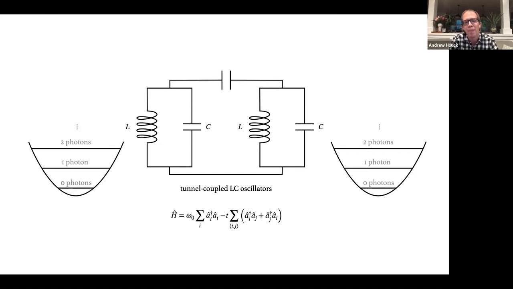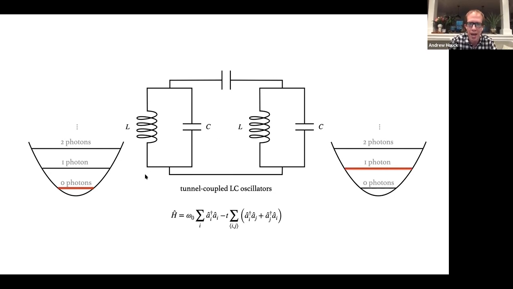If we have two coupled harmonic oscillators, then this can realize a tight binding like Hamiltonian, where excitations in one harmonic oscillator can hop back and forth to the other harmonic oscillator. And so this realizes a tight binding Hamiltonian.